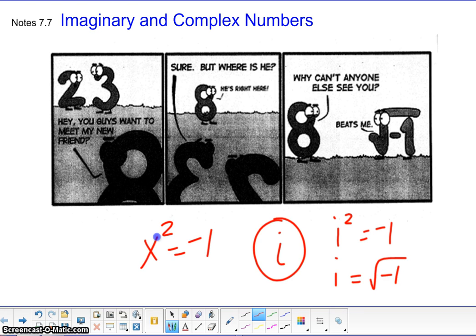So maybe this joke will make more sense, because we assume that i acts like a real number in other respects. Square roots of all negative numbers can be expressed as the product of i and a real number.